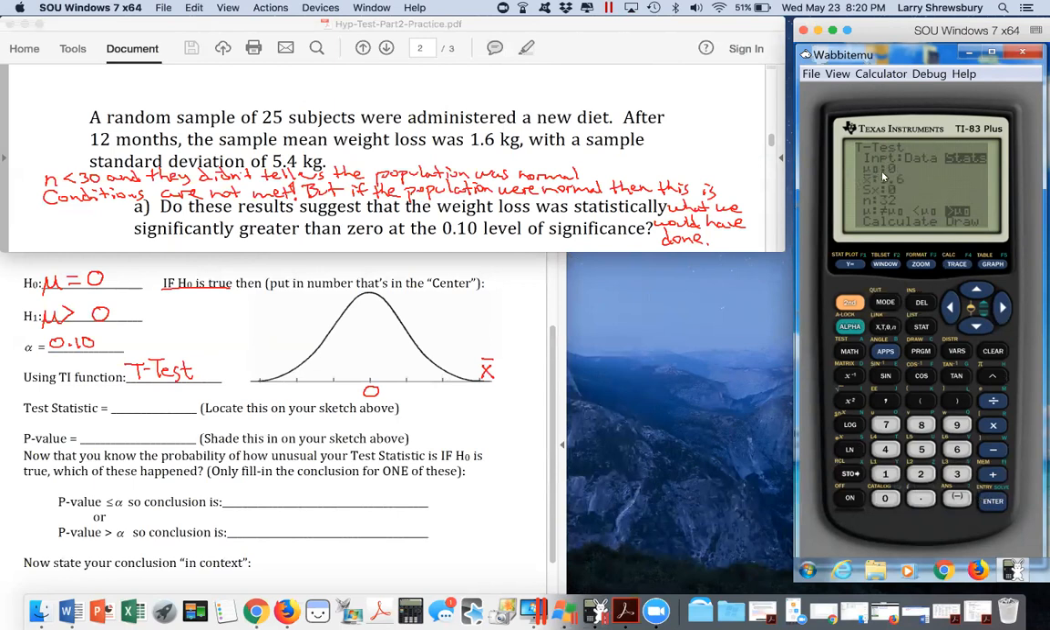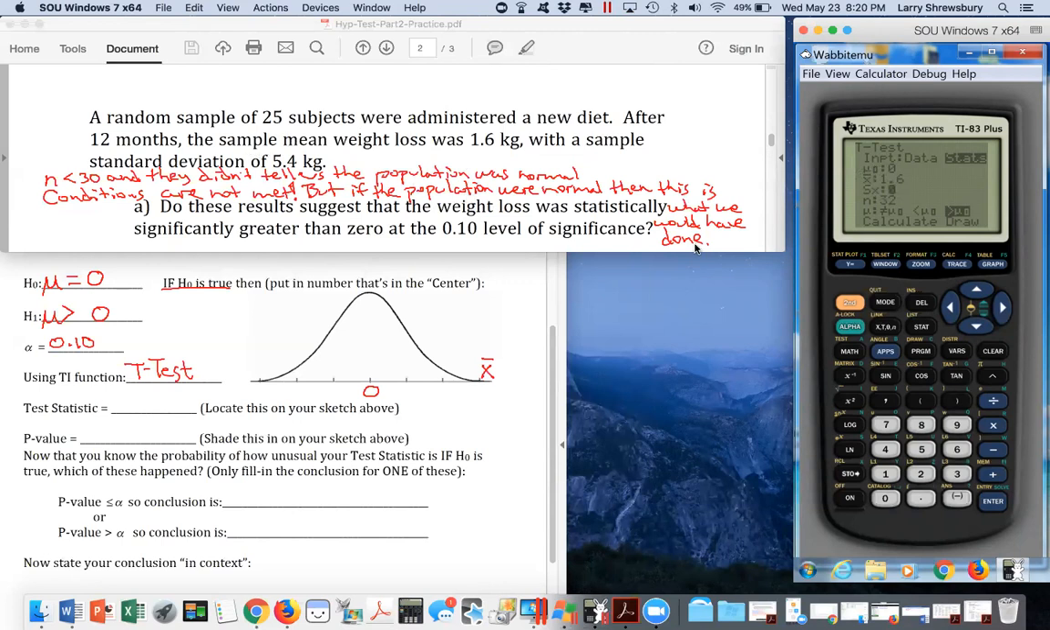Now, make sure you have learned and remember what these symbols mean. Because if you don't remember what the symbols mean, you're going to really mess things up here. In other words, X bar is the sample mean, that's the 1.6. That's not the hypothesized population mean, which is 0. So don't get these two mixed up with each other, because if you do, you messed up the whole thing.